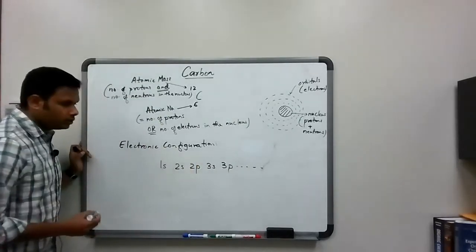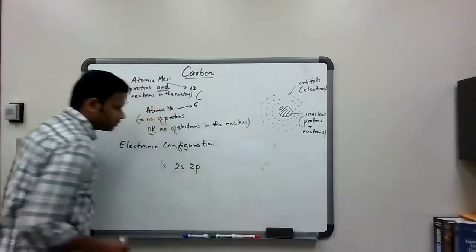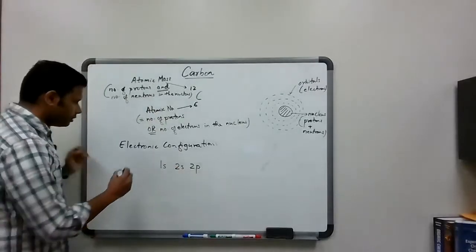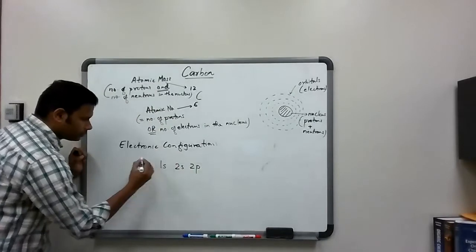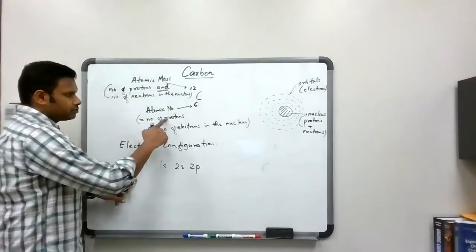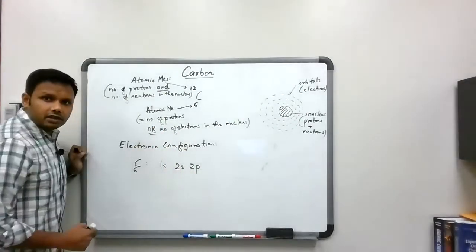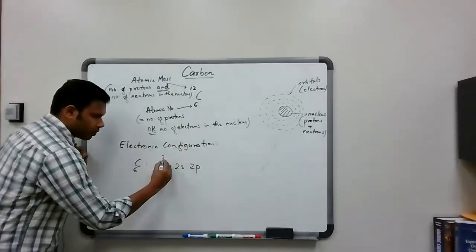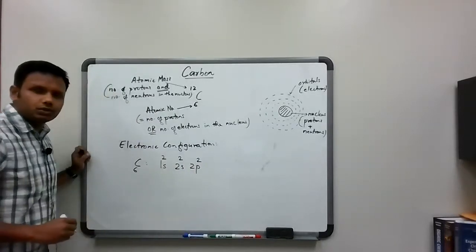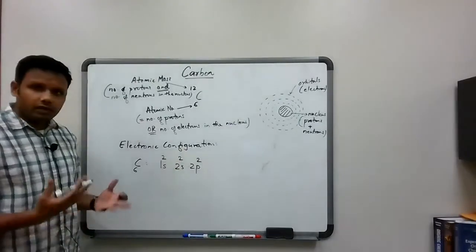So if that's true, then for carbon, we actually don't need the 3s and the 3p, or in fact, for nitrogen or oxygen, we don't need 3s and 3p. So for carbon, since its atomic number is 6, which is basically the number of electrons, we can start filling in the orbitals. So it should be 1s2, 2s2, and 2p2.